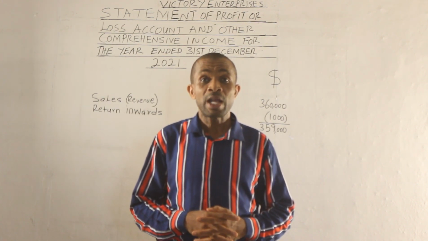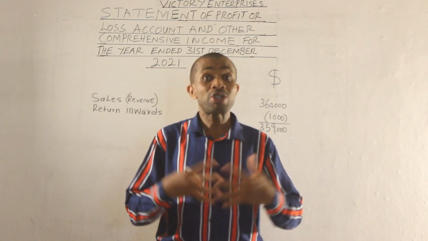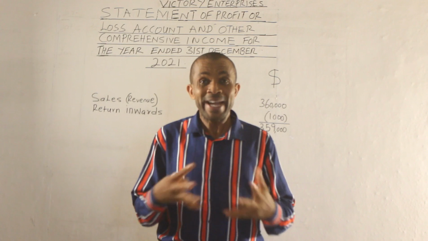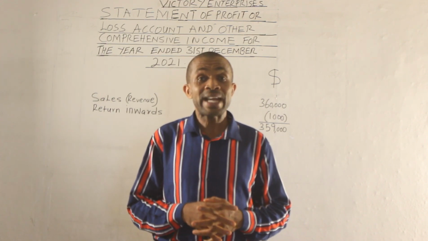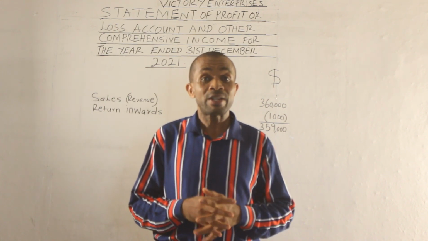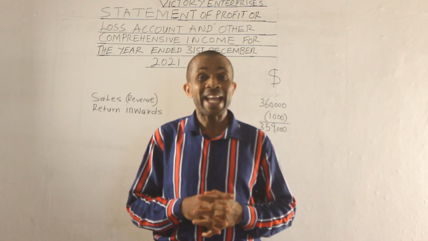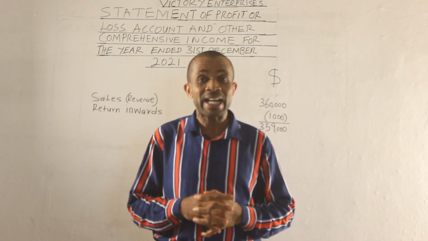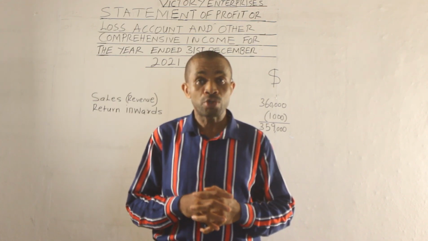The question is, how did they get the goods they sold? Of course, you cannot just sell goods without buying it. So the next stage we are going to calculate is to find out the cost of the goods they sold in order to obtain this $359,000. So that brings us to the aspect of trading account known as the calculation of cost of goods sold.